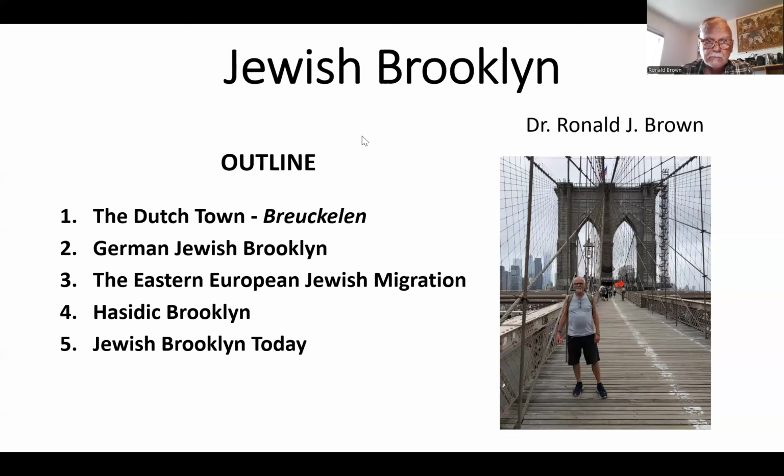So once again, this is our outline for today: a little bit about the history of Brooklyn, the Dutch settlement of Brooklyn, German Jewish Brooklyn in the 1830s, 40s, and 50s, Eastern European Jewish migration in the late 1800s, Hasidic Brooklyn, enclave of Eastern European Orthodox and Hasidic Jews, and then Jewish Brooklyn today. So let's get started.